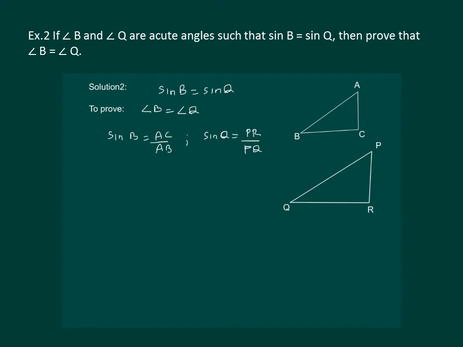Since sin B equals sin Q, AC by AB equals PR by PQ. This would mean AC by PR equals AB by PQ equals, say, K.